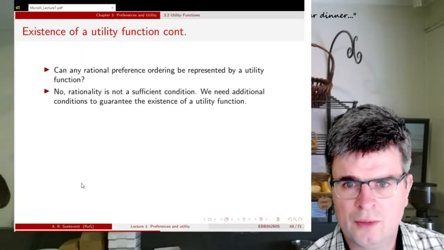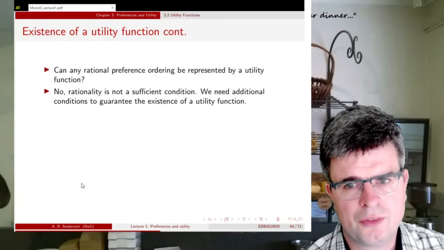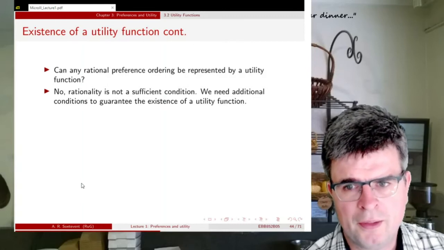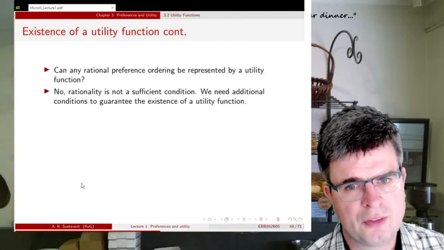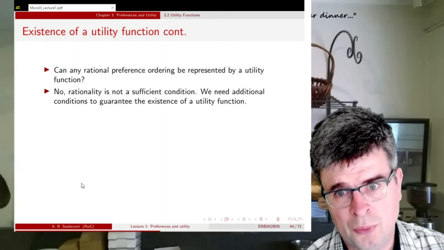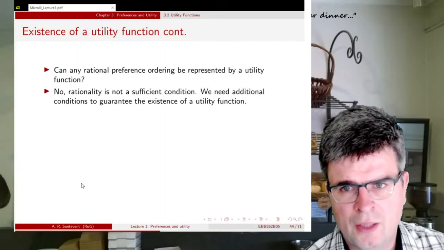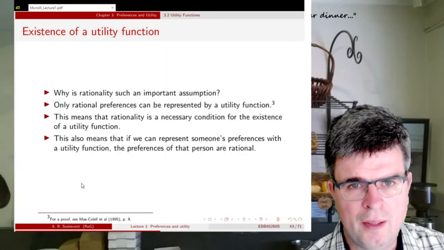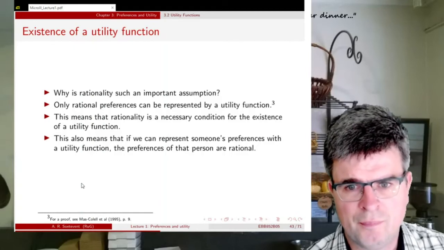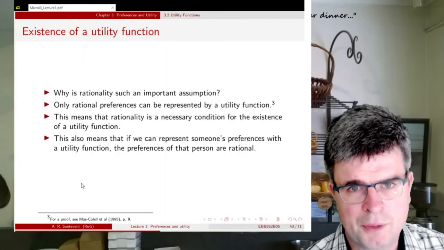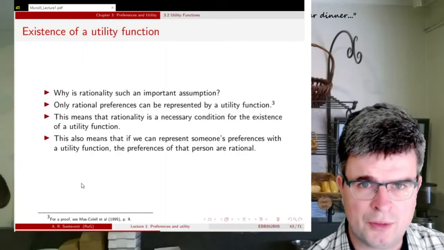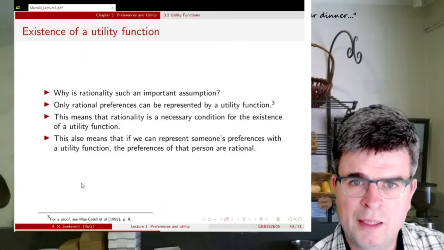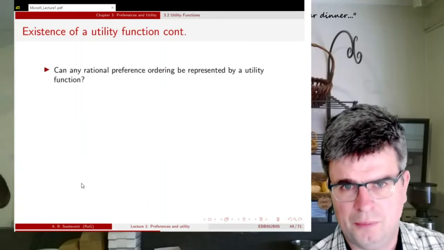And the answer is no. Rationality is not a sufficient condition. We need some additional conditions to guarantee the existence of a utility function, and we will come to those assumptions next. It works one way around: if we have a given utility function and we can represent the preferences by it, then those preferences must be rational, but not all rational preferences can be represented by a utility function.